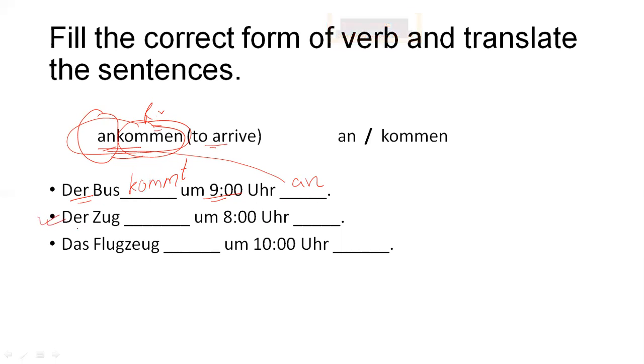Similarly here, der Zug, the train will arrive at 8 o'clock, right? So der Zug, an I should write here, and then what shall I write here? Der Zug, and then kommt. And why kommt? Because of der Zug, the train is equal to er, sie, es, hence T.